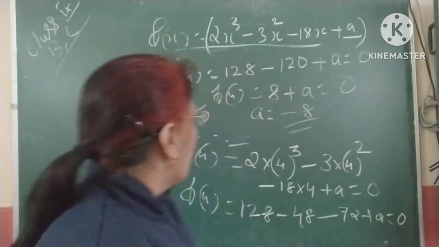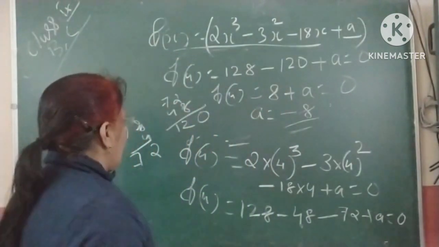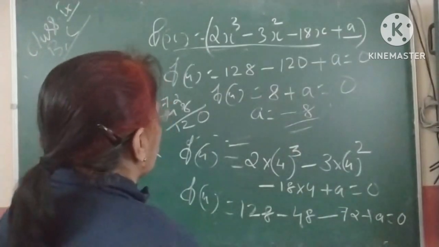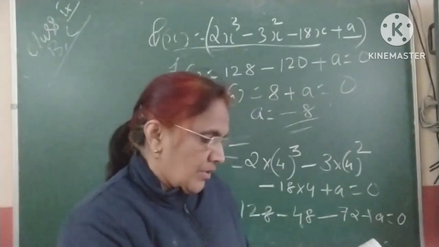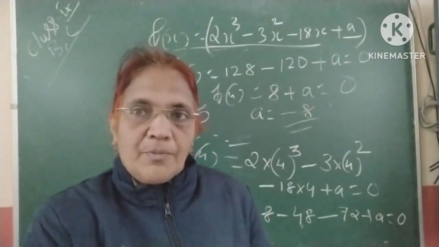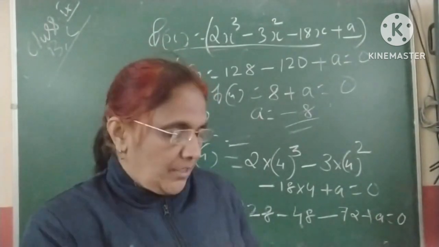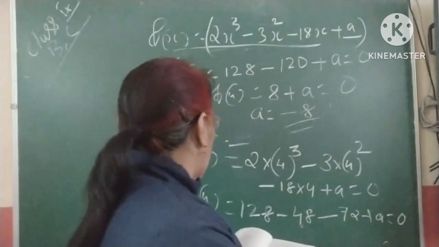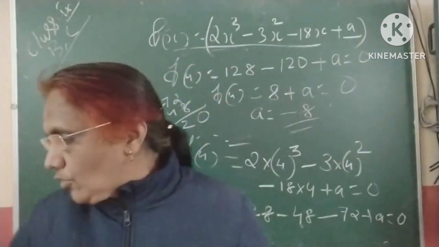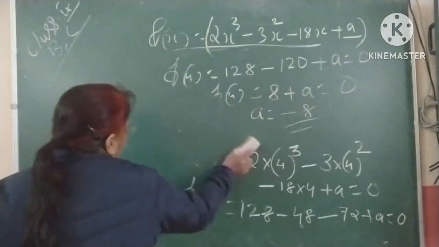Our answer is correct. Here g of x is given as x minus 4, therefore x minus 4 equal to 0 and x equal to 4. Okay, therefore finally we are getting a equal to minus 8.